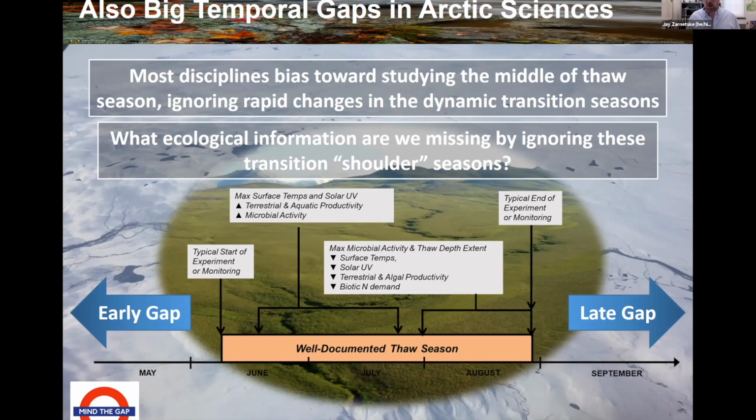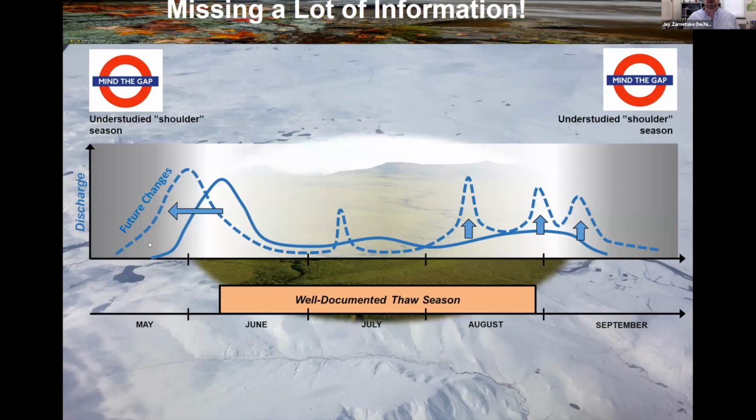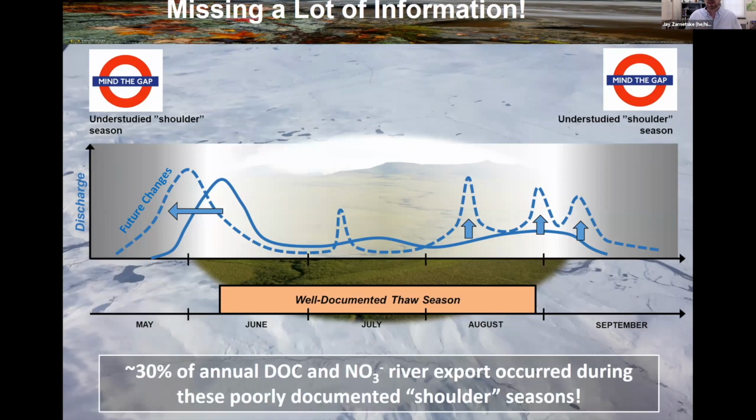One quick result on that is to show you that when we start to measure the water flow and the water chemistry in those shoulder seasons, where climate change is predicted to have the greatest effect in the Arctic, we are quantifying now that we were missing about 30% of the annual carbon and nitrate load coming out by only monitoring during this main thaw season. So that's a huge amount of the budget that we've been missing for decades.